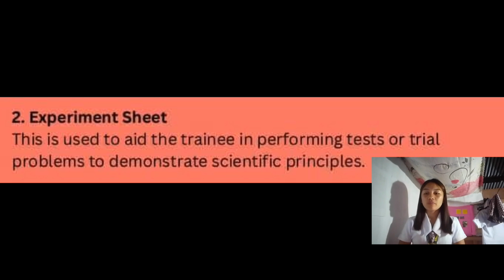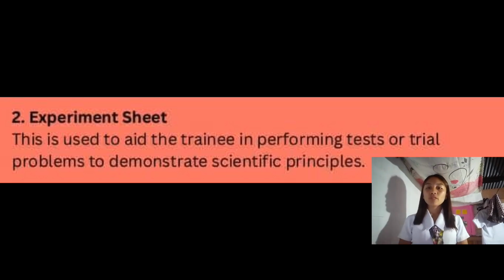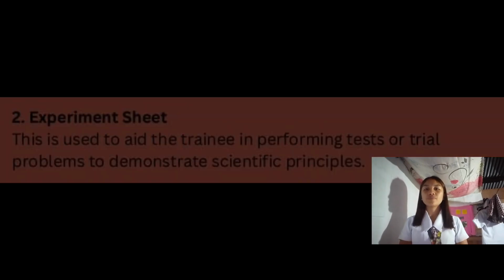Next one is the experiment sheet. This is used to aid the trainee in performing tests or trial problems to demonstrate scientific principles. So the experiment sheet is used when the trainees need to perform experiment, test, or trial activities. Its purpose is to help them apply and demonstrate scientific principles in a practical way.